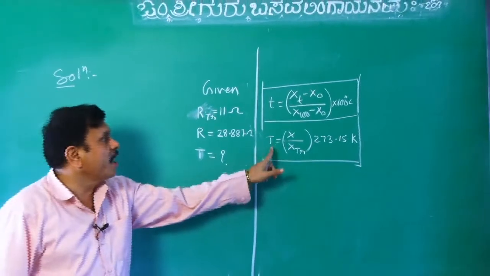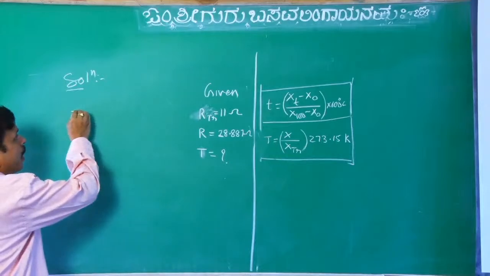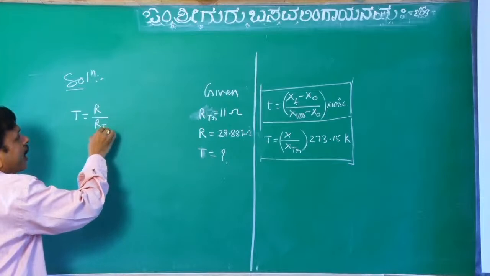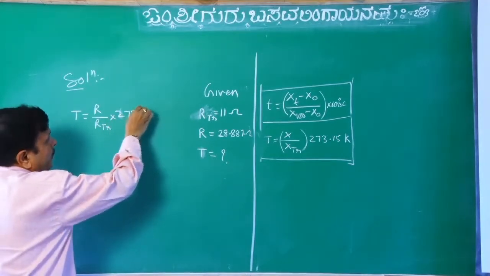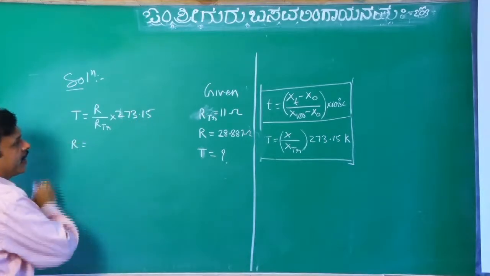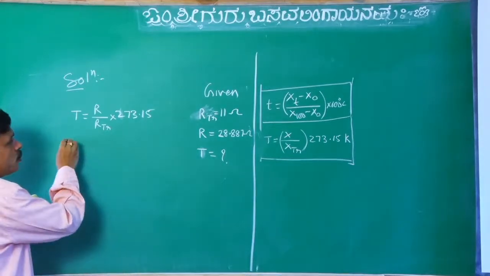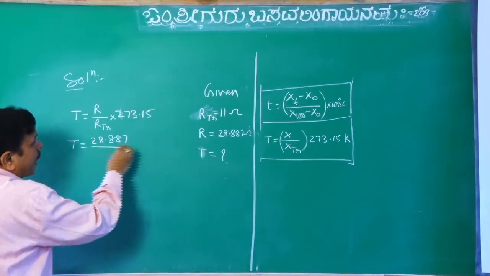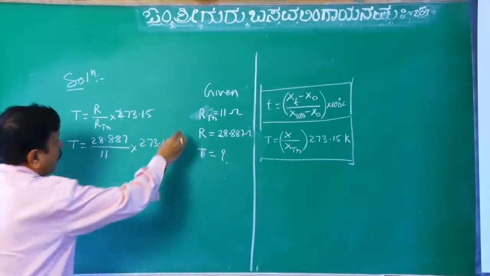We will use this relation, in the place of x we use R. That is the only difference, and we can write this as T is equal to R divided by RTR into 273.15. So T is equal to 28.887 by 11 into 273.15.